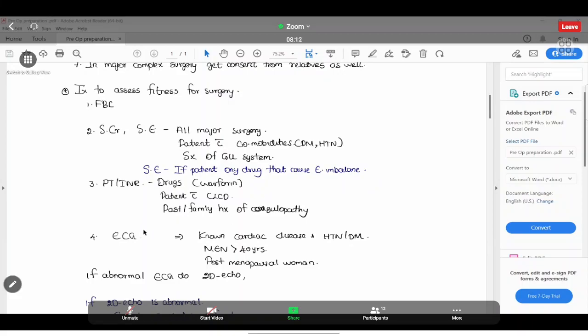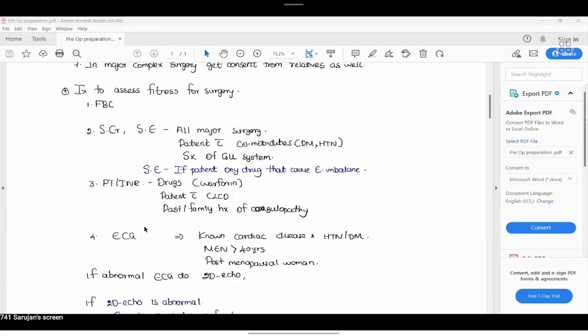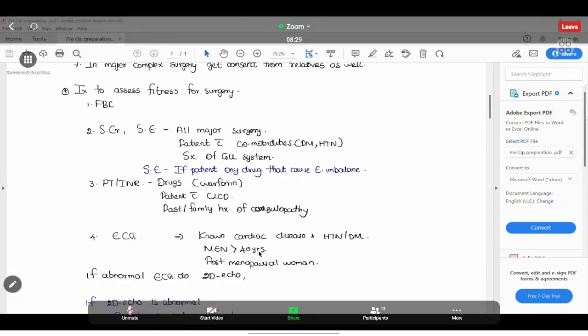Then the ECG. For the ECG, we have to categorize: there are indications for male patients and female patients. If the patient is a postmenopausal female, we have to do the ECG. For a male patient, if the age is more than 40, we have to go for the ECG. Also, if the patient is a known patient with comorbidities and heart disease, then we definitely have to do the ECG. There is no other indication for the ECG, especially not in every patient.